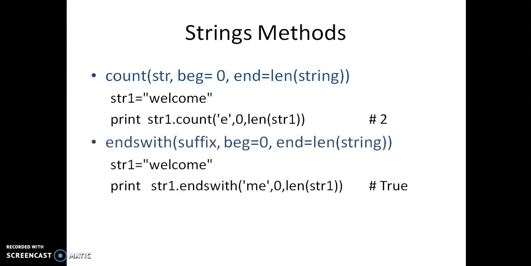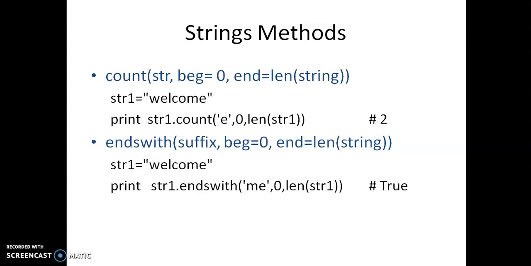Endswith function. Endswith takes 3 parameters. First one is the suffix. Second parameter is beg to give the beginning index, and the third parameter is end for the ending index. Here it checks whether our string ends with the required suffix string or not. If you are giving any letter or any word as a suffix, it checks whether our string ends with that word or character or not.